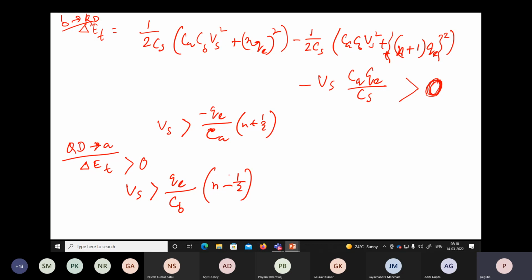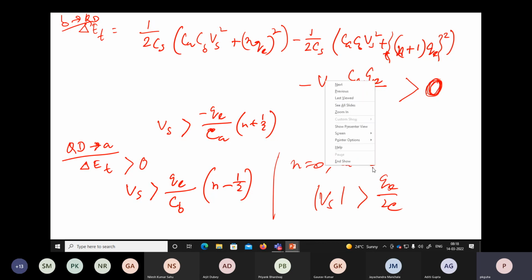Now if you have Ca equal to Cb, and if you consider n equal to 0, that is, no electron was there previously in the island, then you will end up with Vs greater than QE over 2C, right? So if you consider n equal to 0 and Ca equal to Cb in this relation, you will get Vs greater than QE over 2C, the same Coulomb blockade relation as we encountered for the single capacitor case.